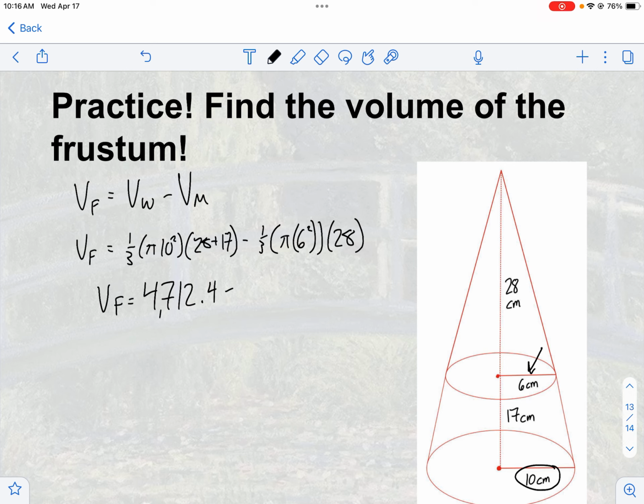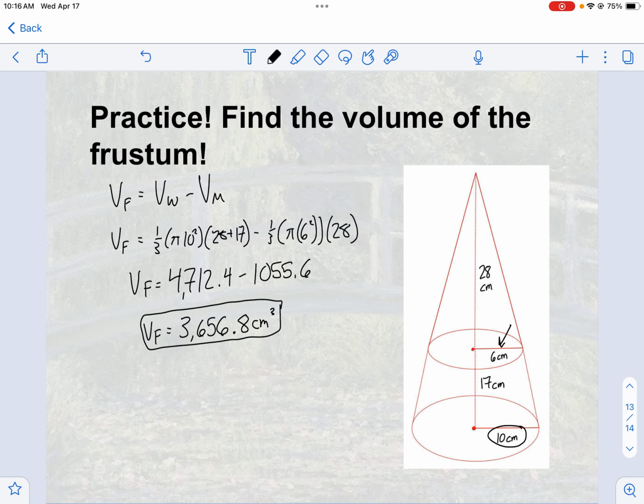Minus, I got 1/3 times 36 pi this time, times 28. Gives me 1,055.6 rounded. When I subtract those two numbers, since I have a TI 84 Plus Silver Edition, I'll just click up, find those numbers, and input them again. The volume of my frustum is 3,656.8 centimeters cubed. There you go, that's the volume of your frustum.